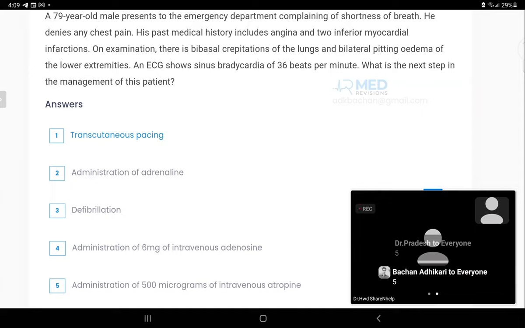Let's read it. It says the person has shown an ECG, which has sinus bradycardia, 36 beats per minute. Any bradycardia, which is symptomatic, right? Remember this. Any bradycardia, which is symptomatic, you treat it with atropine. No questions asked.